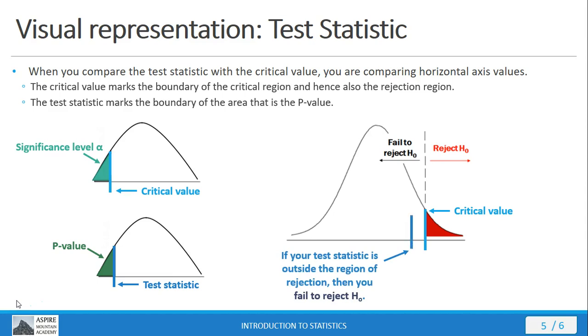If our test statistic falls outside the region of rejection, then we're going to fail to reject the null hypothesis. Alternatively, if our test statistic is inside the region of rejection, then we're going to reject the null hypothesis. So you can see that regardless of how we're doing the comparison, whether we're using areas or boundary values, it doesn't matter. We're going to use the same concept. If you're inside the region of rejection, you reject the null hypothesis. If you're outside the region of rejection, you fail to reject the null hypothesis.